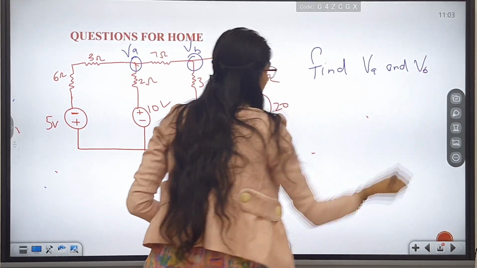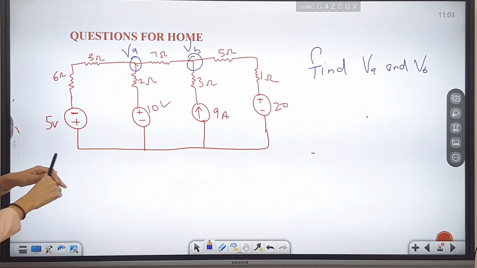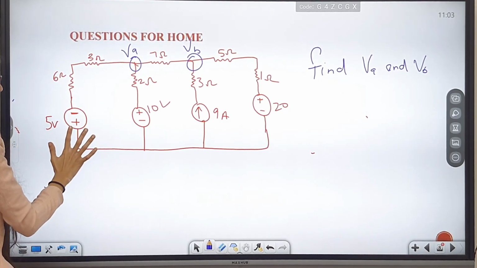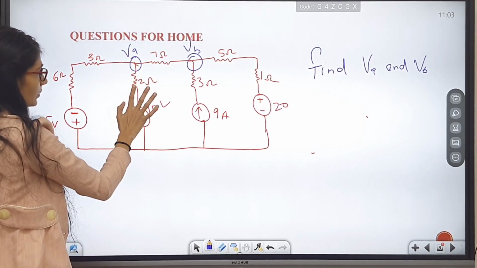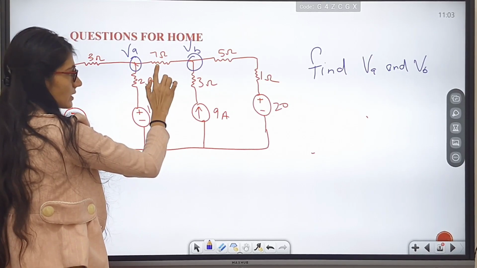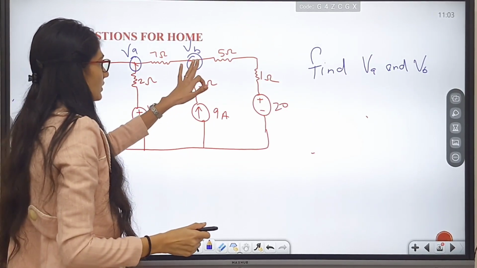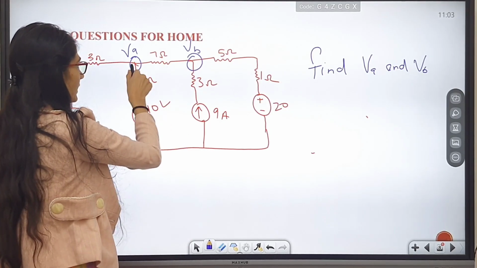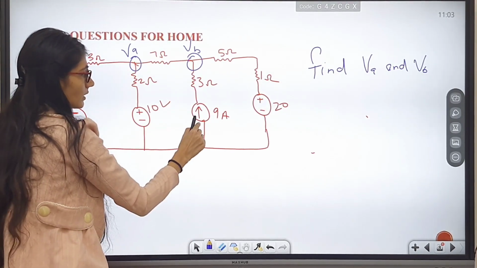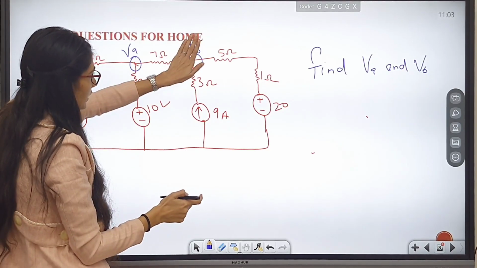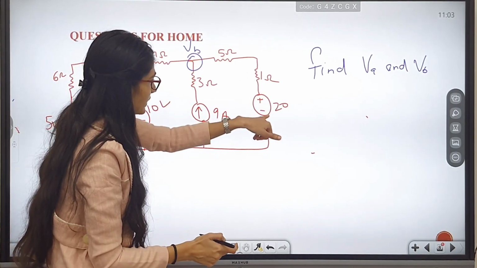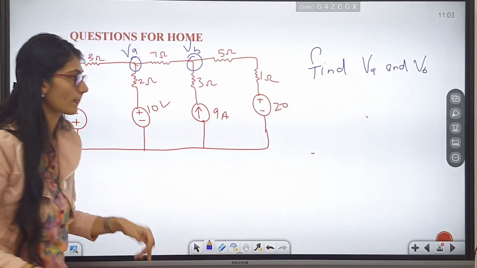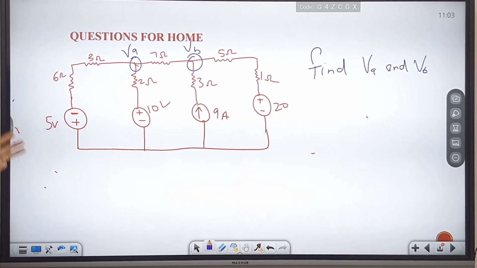Here you will get two equations. You will be doing like this: VA minus 5, so it will be VA plus 5 upon 9, VA minus 10 upon 2, VA minus VB upon 7 is equal to 0. Then we will come to the next junction, VB minus VA upon 7, and here it is not voltage. Instead of taking VB, we will just take minus of 9 ampere and VB minus 20 upon 6. So you have to solve two equations and you will get VA and VB.